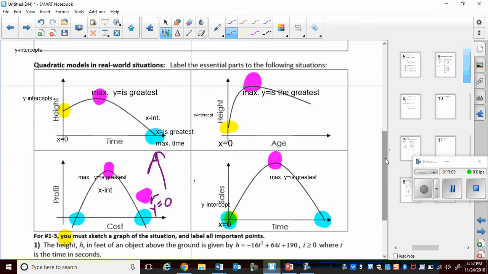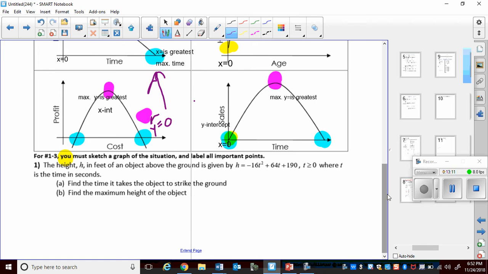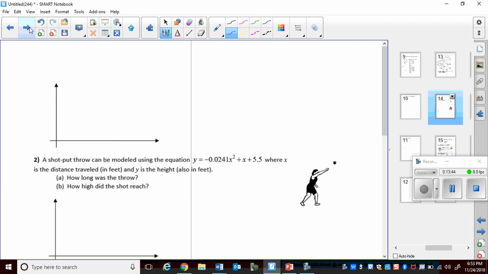So what we're going to do is tackle the next problem. It says the height in feet of an object above the ground is given by h equals negative 16t squared plus 64t plus 190. When you go to your graphing calculator and graph this, it looks a lot like the first graph. The previous 4 graphs were models for what you're going to graph. So I'm going to draw a graph that looks exactly like this graph here and put it on the paper. So here's my graph.